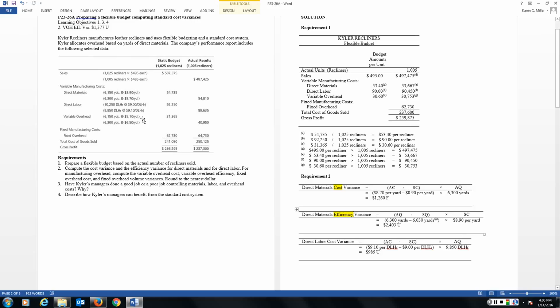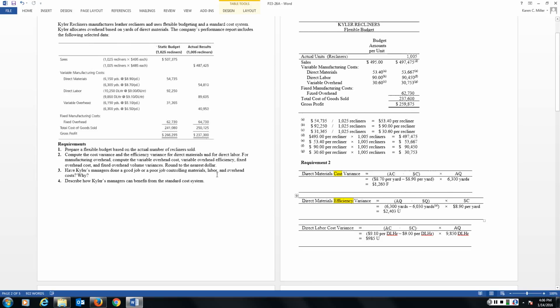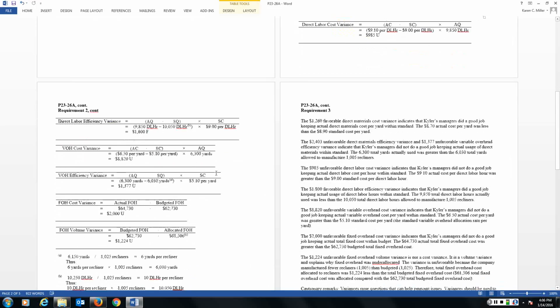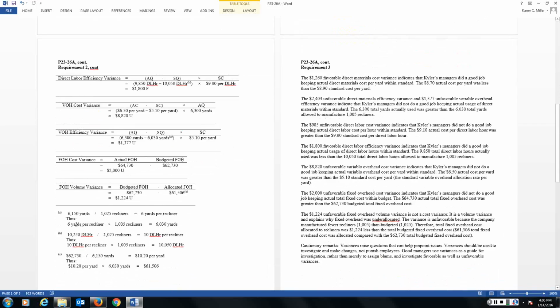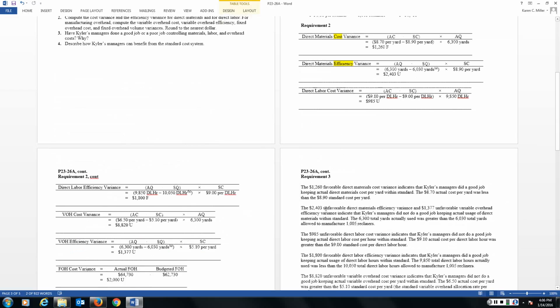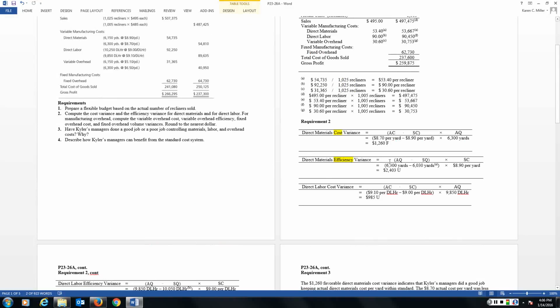Let me come down to the calculation so you can see it here. We had estimated it would take 6,150 yards for 1,025 recliners. That's 6 yards per recliner. And how many recliners did we actually produce? 1,005. So my budget for 1,005 recliners is 6,030 yards, and that's what we see here. So I purchased 6,300 yards when I should have only used 6,030 yards for 1,005 recliners.